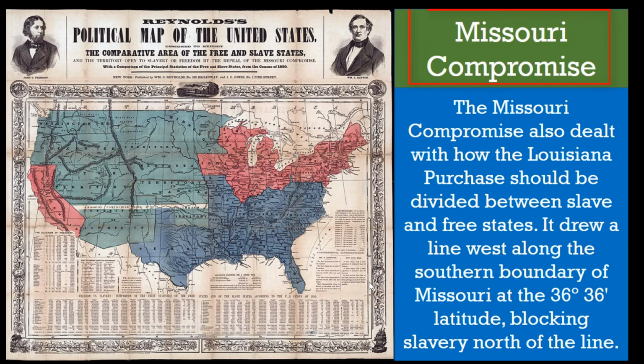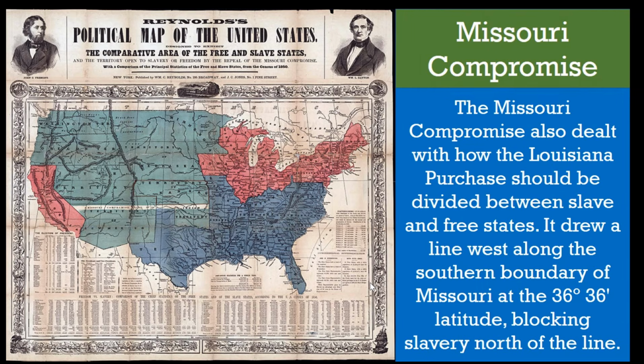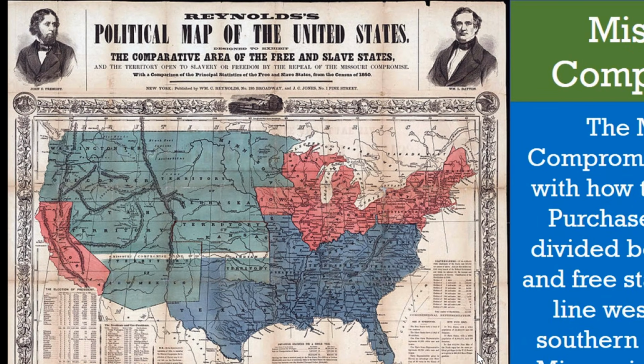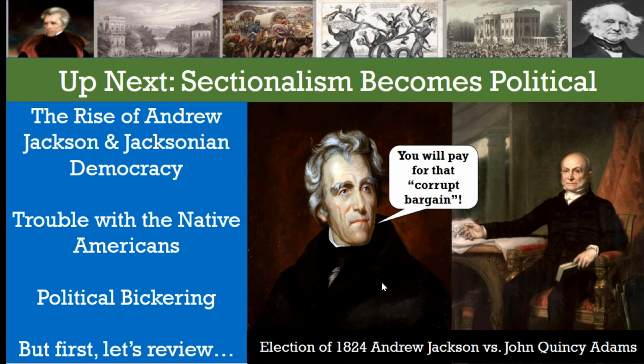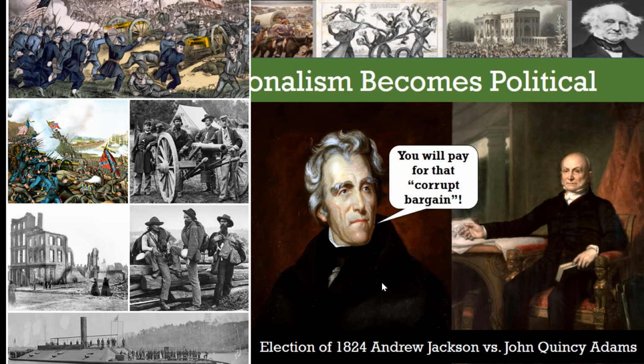The Missouri Compromise also dealt with how the land from the Louisiana Purchase should be divided between slave and free states. It drew a line west along the southern boundary of Missouri, blocking slavery north of the southern border of Missouri. The Missouri Compromise would not ease tensions for long, as rising sectionalism would increase and would eventually lead America on the path to civil war.